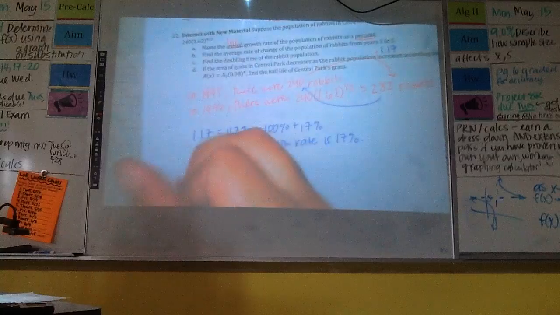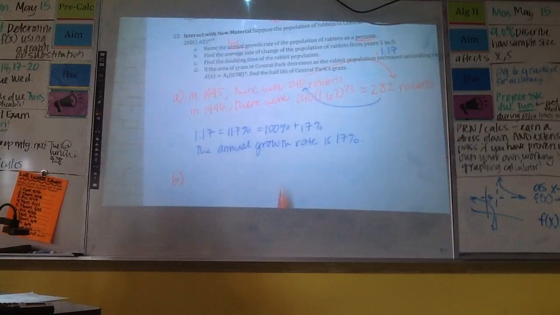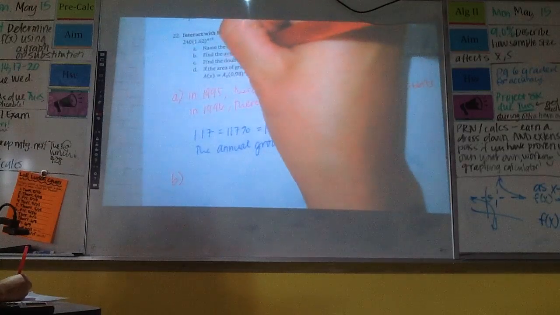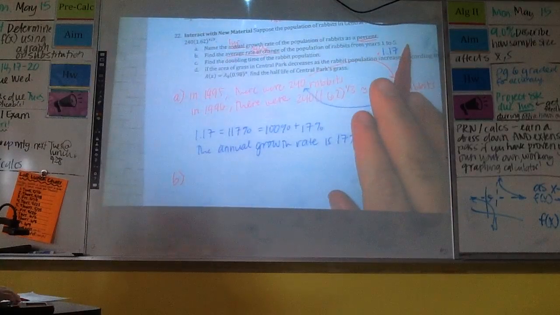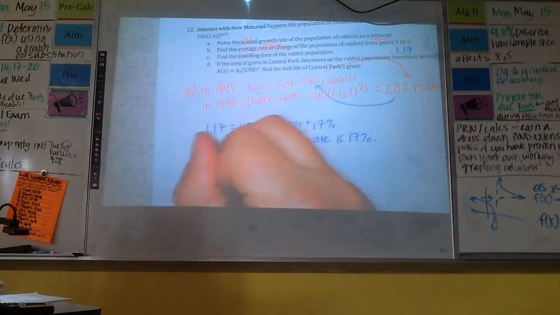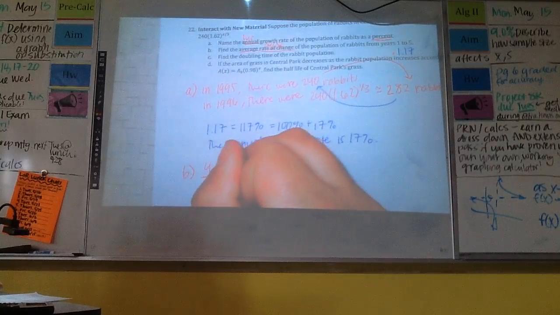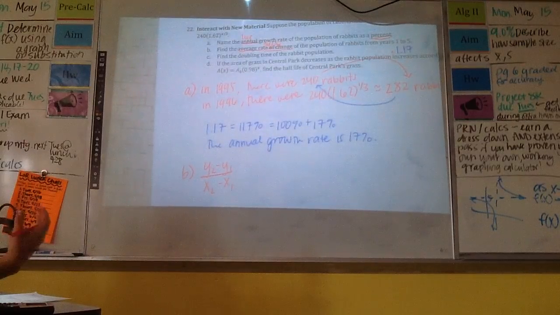Okay, in B, they're not talking about an annual growth rate or percent, they're talking about average rate of change. Average rate of change is just change in y over change in x, or slope. From years 1 to 5. Okay, so we need a change in y. To find a change between values, you subtract them. Just like if today I'm 300 pounds, tomorrow I'm 305 pounds, my weight has changed by 5 pounds. 305 minus 300 is 5.